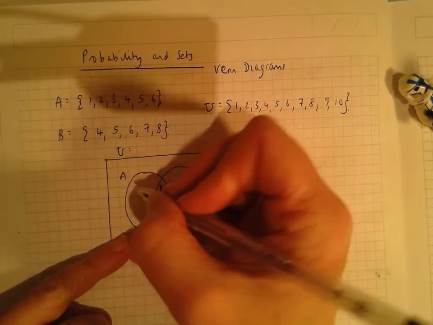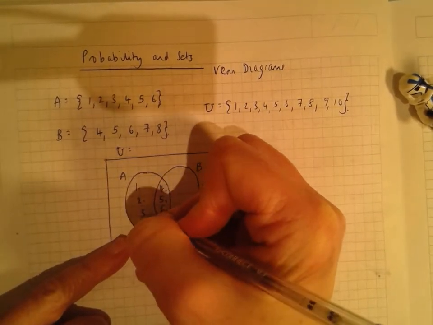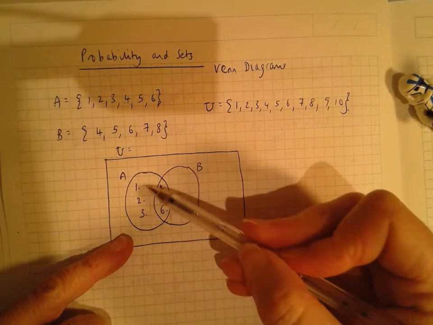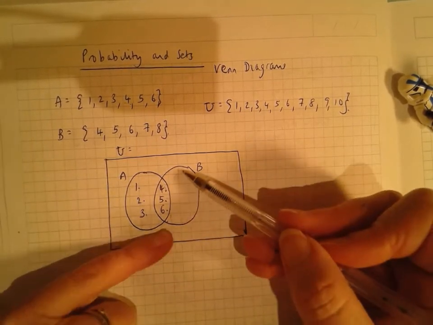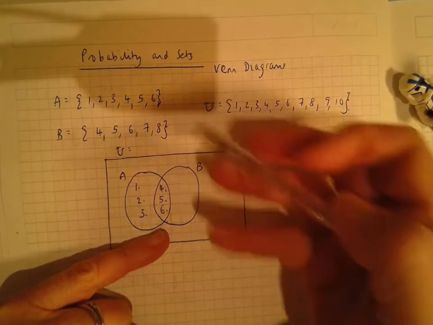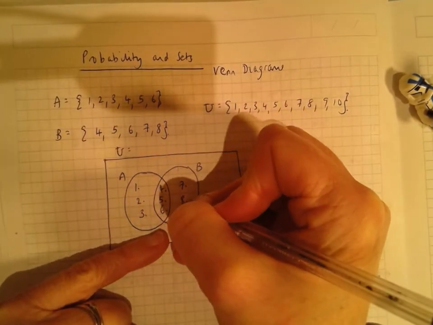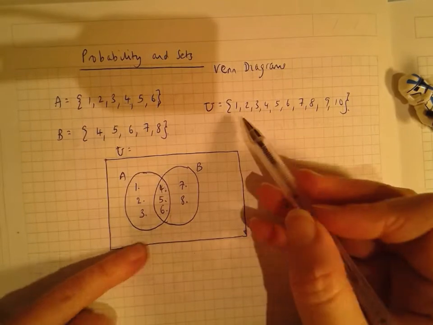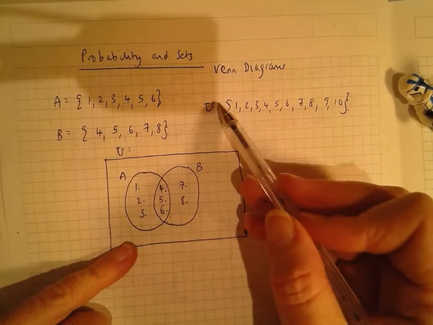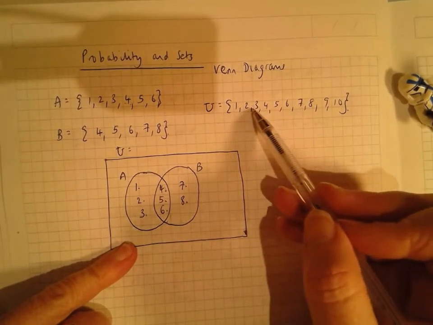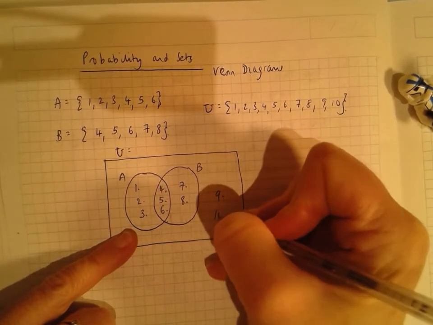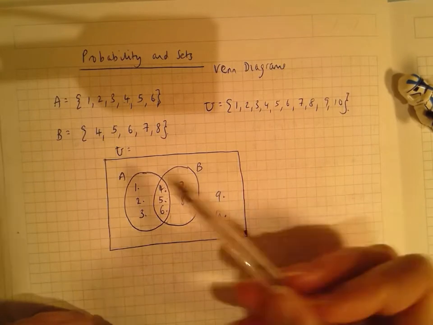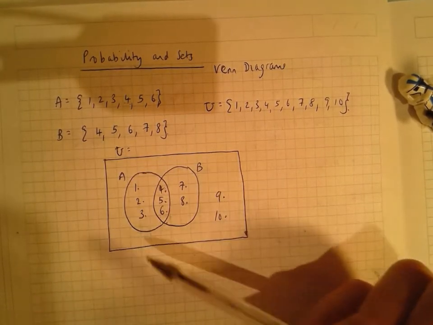What else is in A? Well, 1, 2, and 3 are also in A, but they're not in set B, so they go in the part of the A circle that doesn't overlap with B. And for the B circle, we have 7 and 8 left over, so they go in that part of the circle. And then what's not included so far from U is, we've got 1, 2, 3, 4, 5, 6, 7, 8, so 9 and 10 must go outside the circles to show that they're in the universal set, but they're not in set A or B.